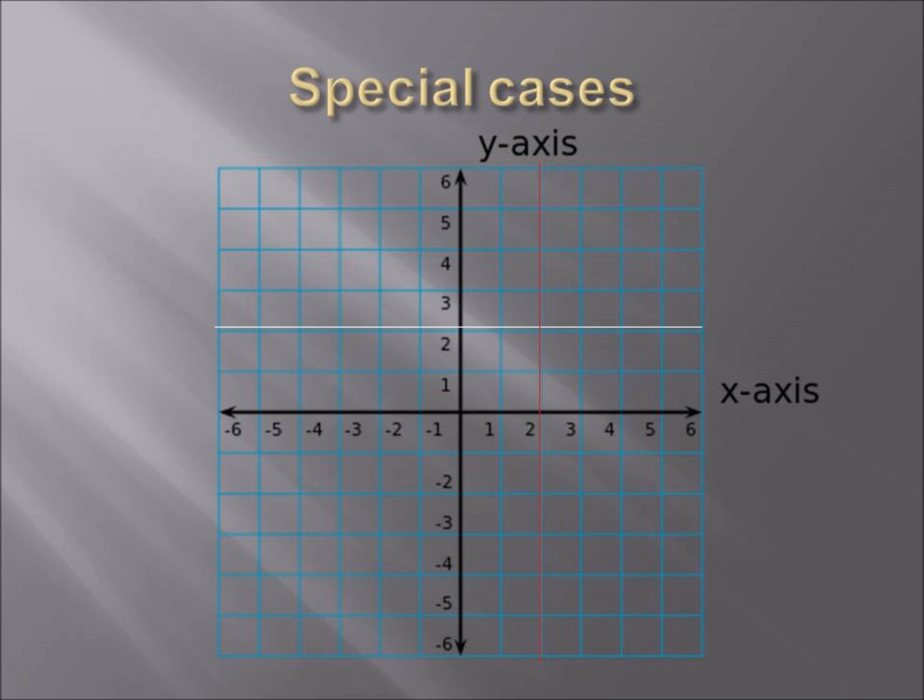But for now, just remember, if you have graphically a line that looks like it's parallel to one of the axes, it's only going to have one intercept.